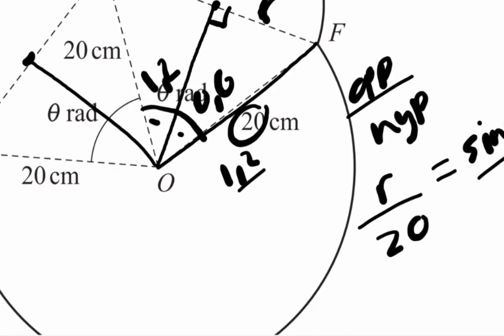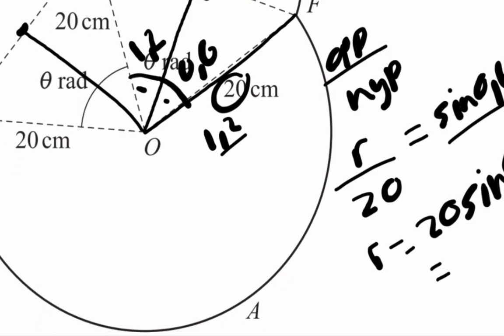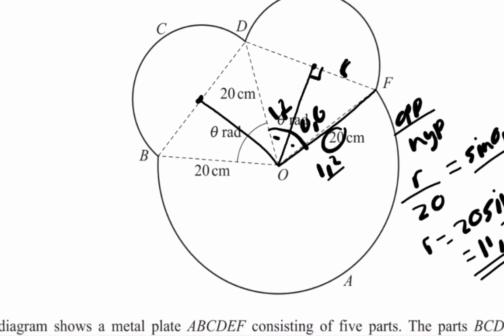And with this, we're going to get our r to be 20 sine 0.6. Wait, let me change my calculator to radians, giving me 11.29. So that's my r. I know it's the same for this one as well, so I'm going to use this r to get the areas of those two semicircles, and that should be it.